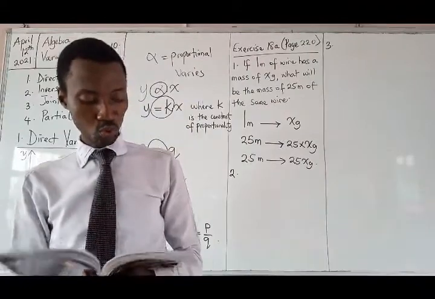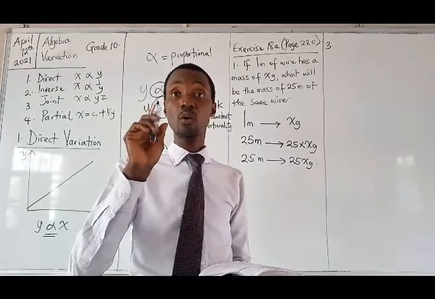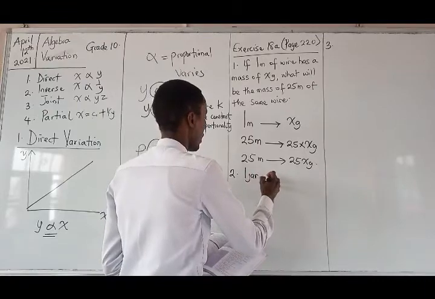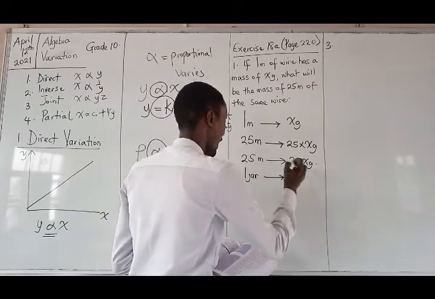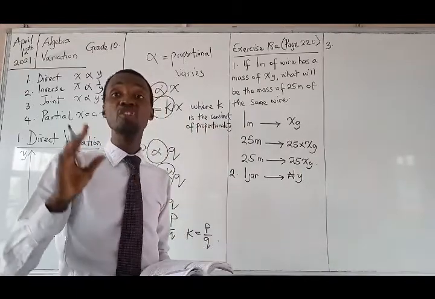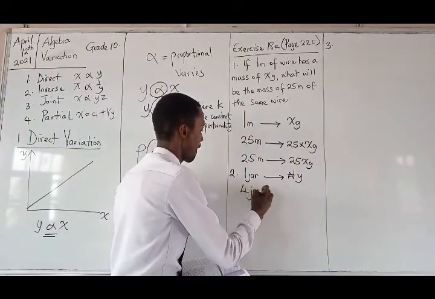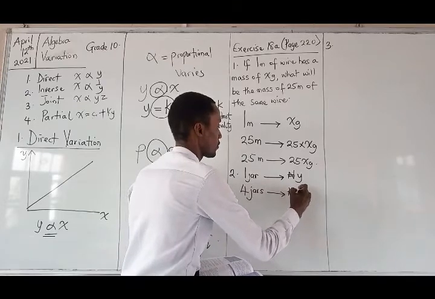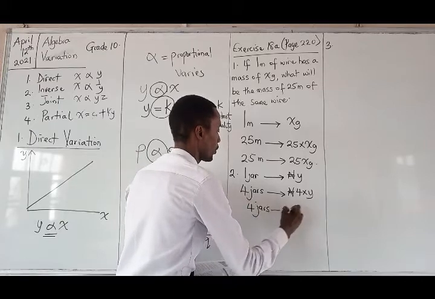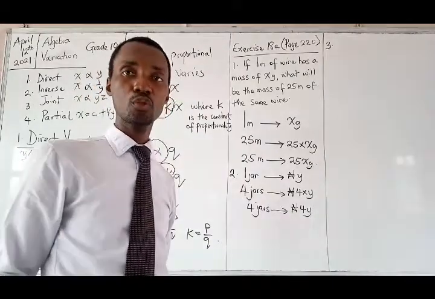Okay, so let's look at number 2. In question 2, we are told that 1 jar of coffee costs Y naira. What will be the cost of 4 jars? So 4 jars will simply be 4 times Y, which means that 4 jars will cost 4Y naira. And that takes care of number 2.